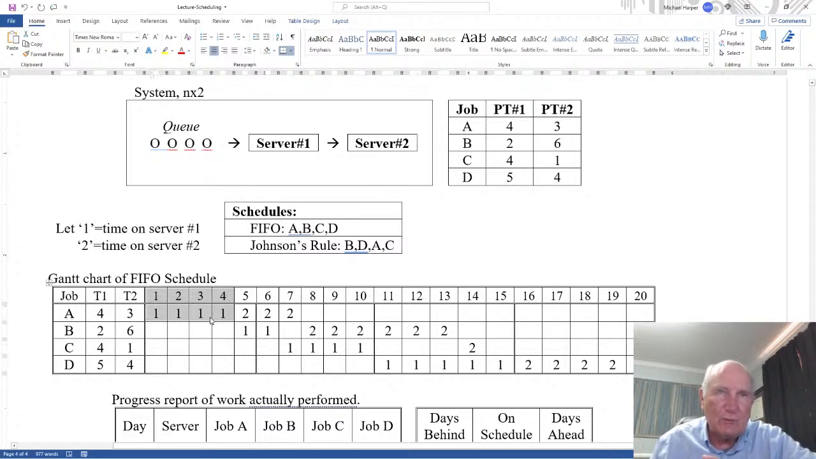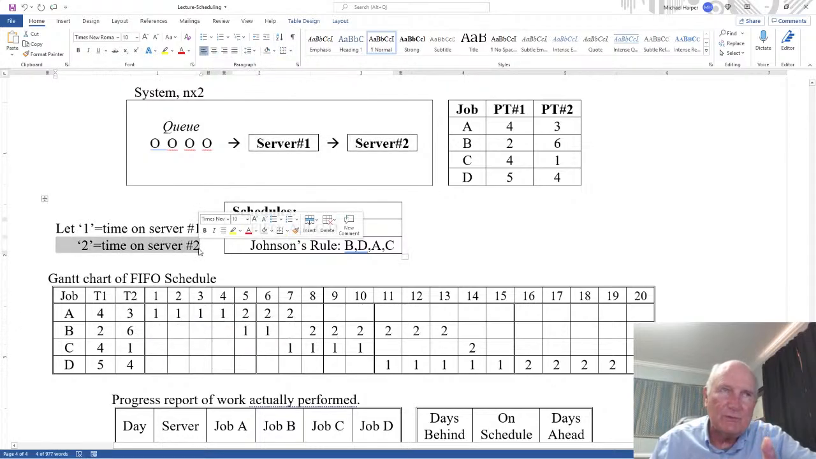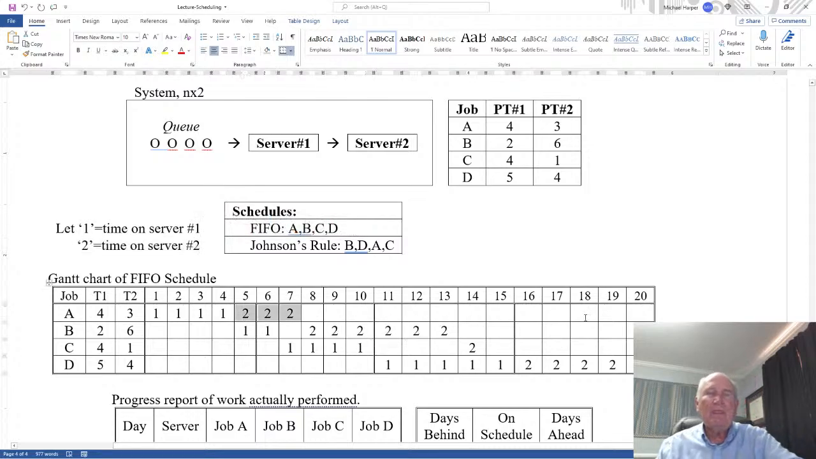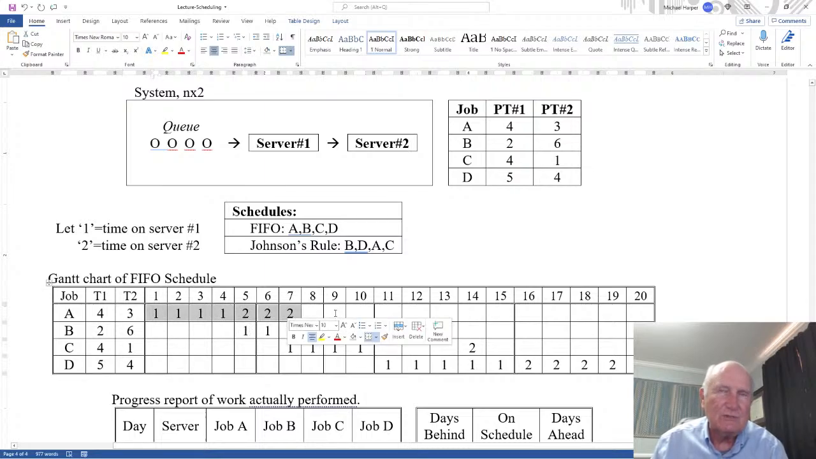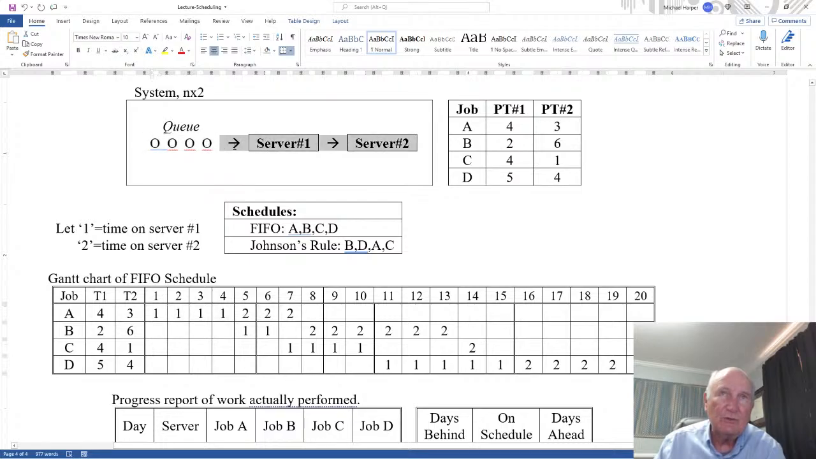So job A on server 1 takes 4 days. And then it moves to server 2 for 3 days. Time on server 2 I'm going to represent with the number 2. So for 3 days, 1, 2, 3. And so notice the job A has no queue time at the beginning and no queue time once it gets done, it goes directly to the second server. So there's no queue time here and there's no queue time here. So for job A, there's no queue time on the first job on any schedule.